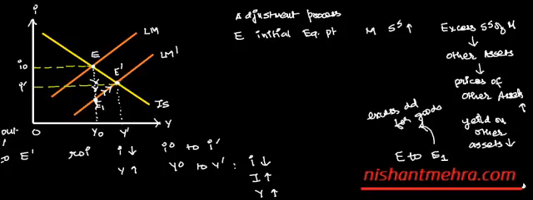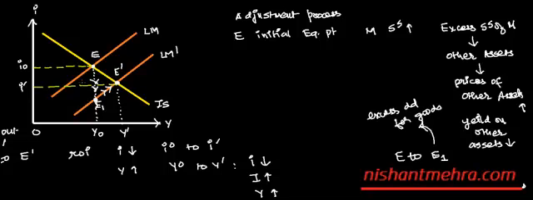Is that right? So I'm repeating this again. At point E, which is the initial equilibrium point, money supply is given, and now money supply increases. When money supply increases, there is an excess supply of money. People will buy other assets. Prices of other assets will increase. Yield will fall. And the economy will move from point E to point E1. At point E1, there is an excess demand for goods, as this point is lying below the IS curve here.